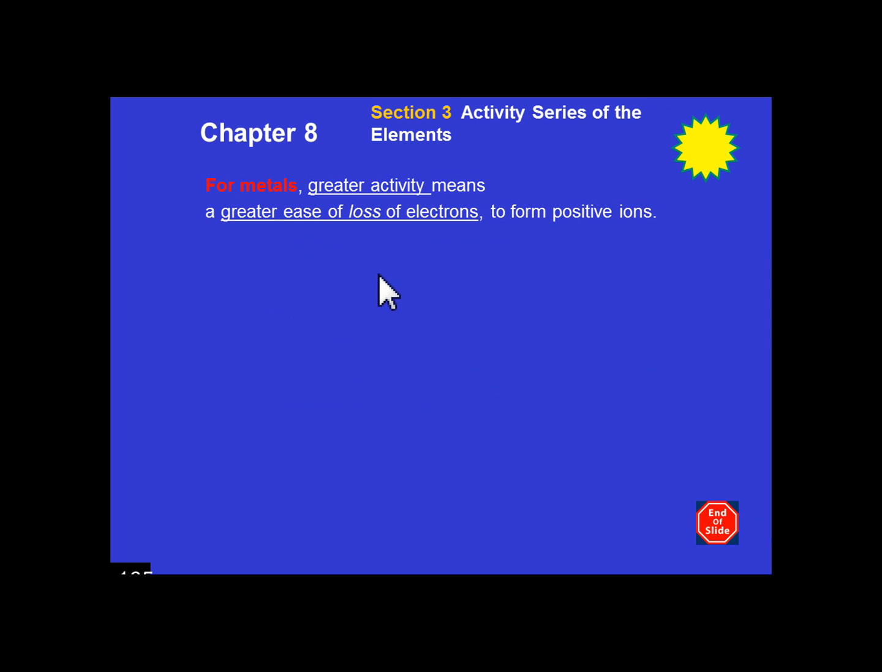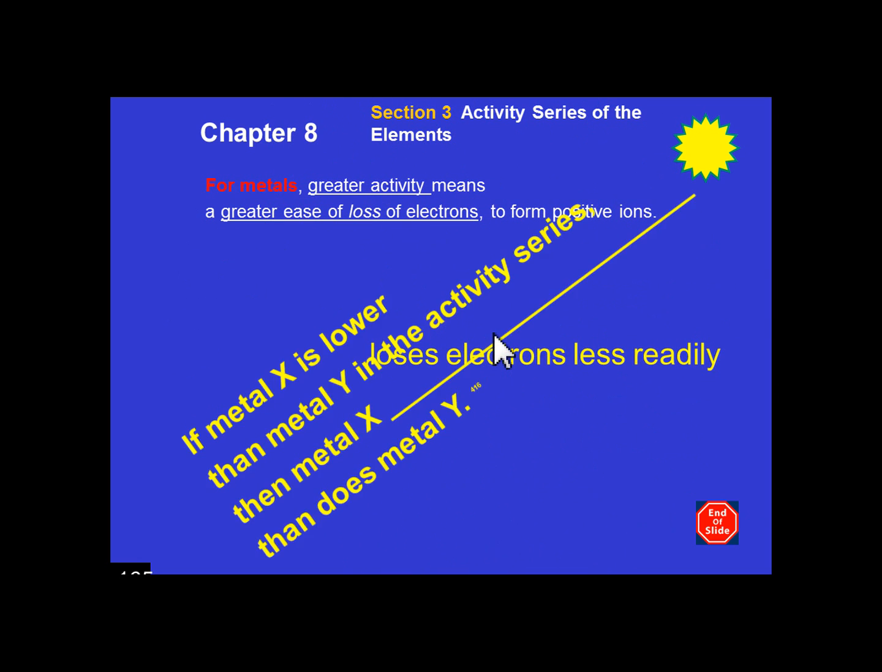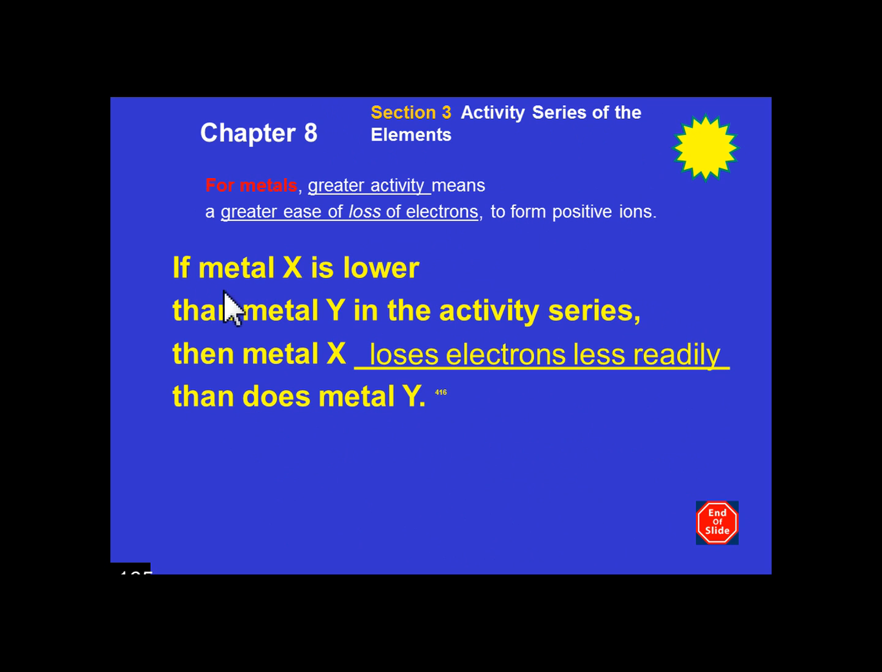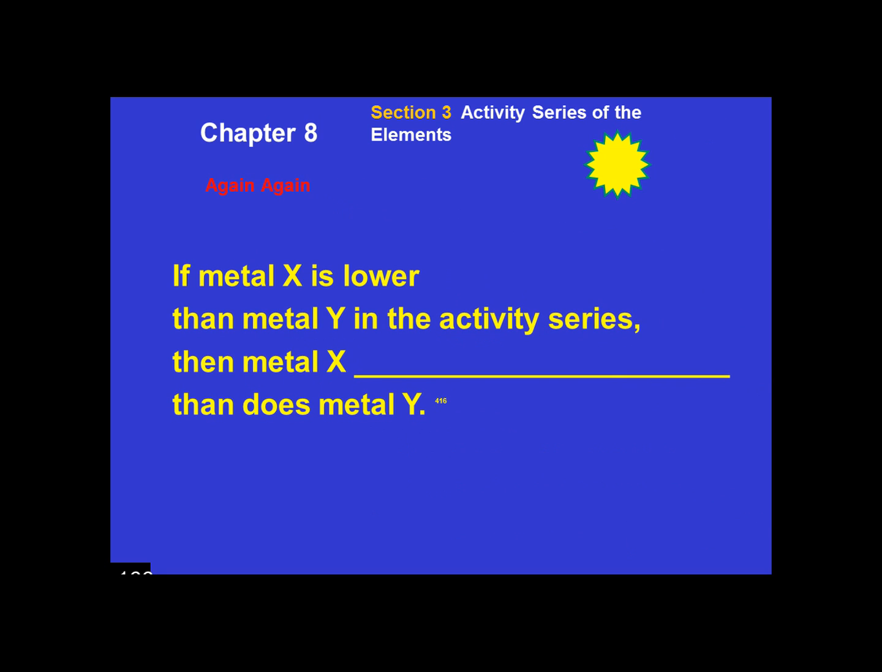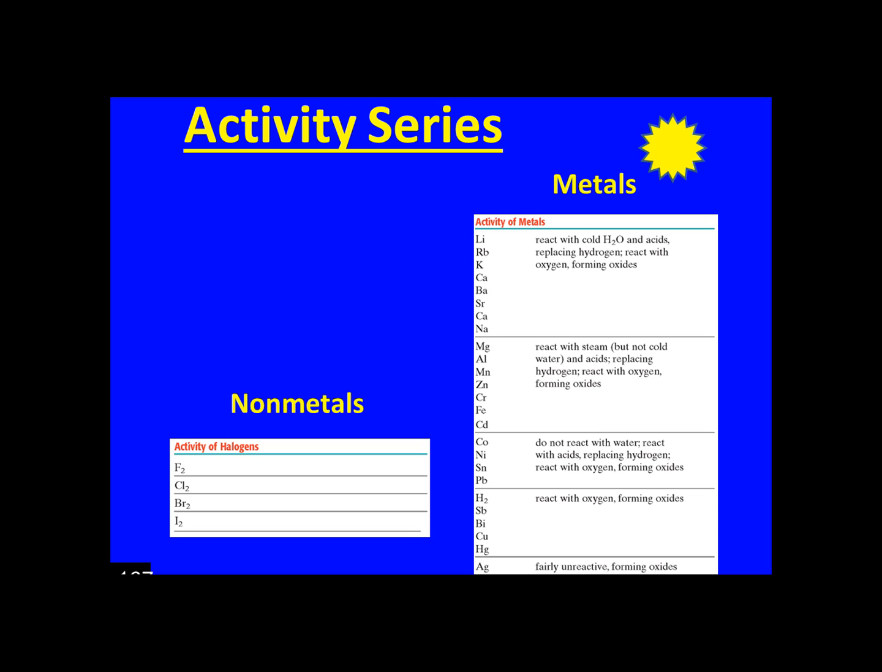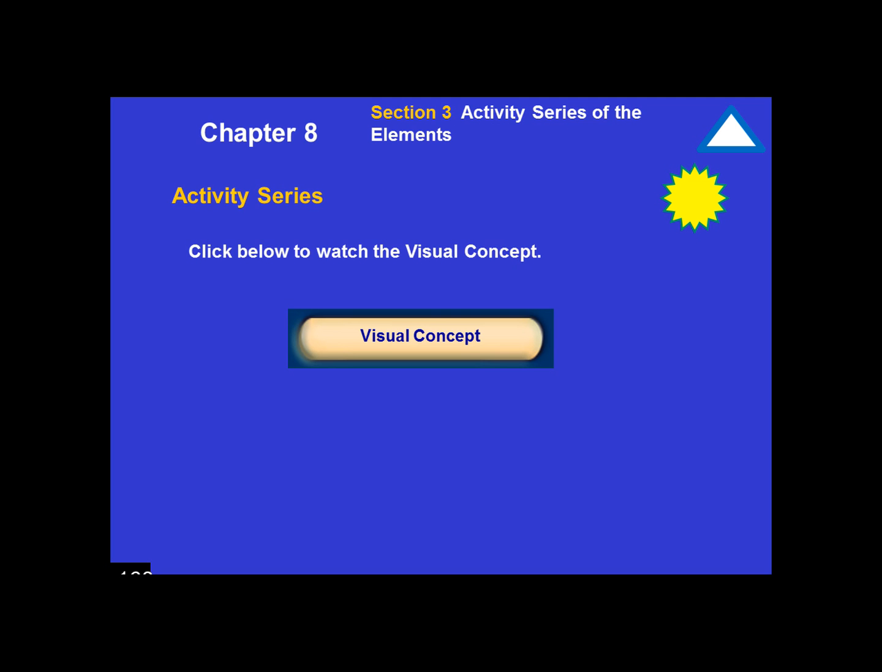For metals, a greater ease of loss of electrons to form positive ions, we said that. I'm driving the point home now. If metal X is lower than metal Y in the activity series, then metal X loses electrons less readily than metal Y. I know I'm repeating myself. I'm trying to drive home a point here.